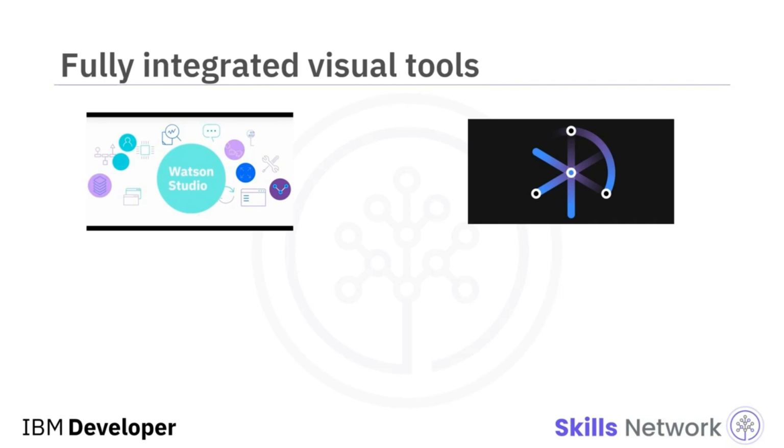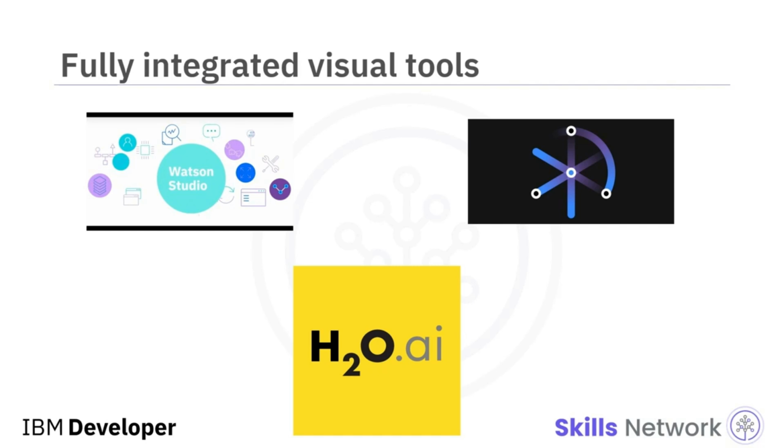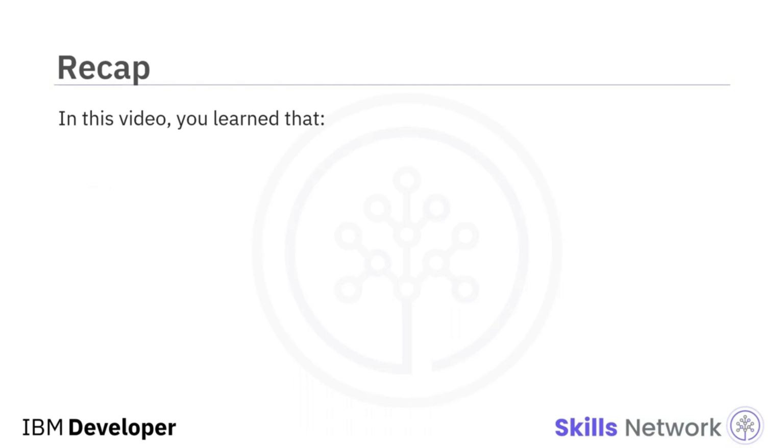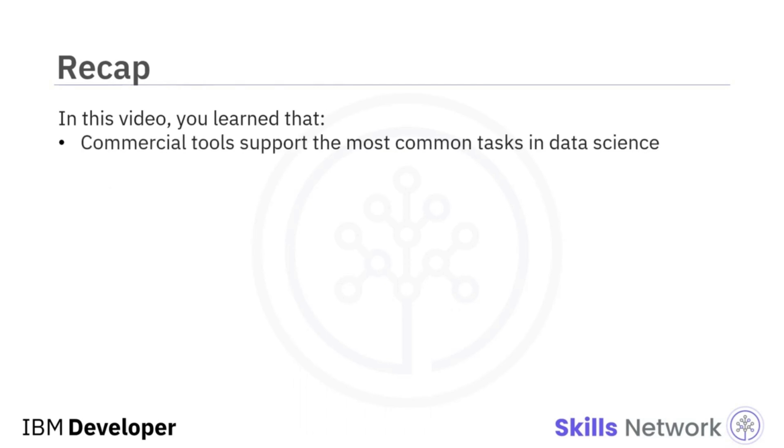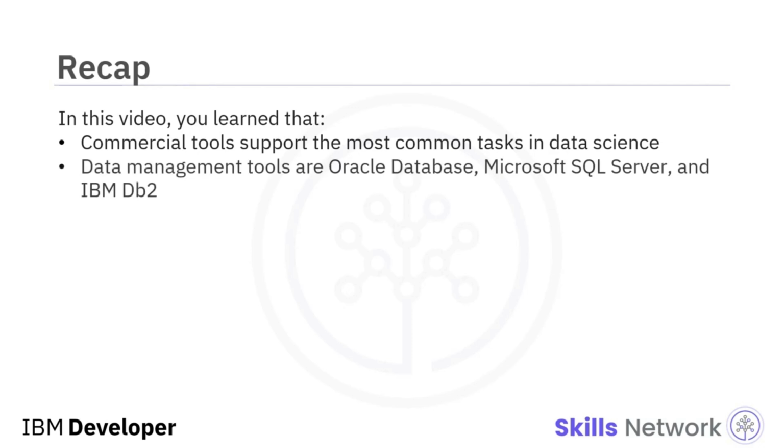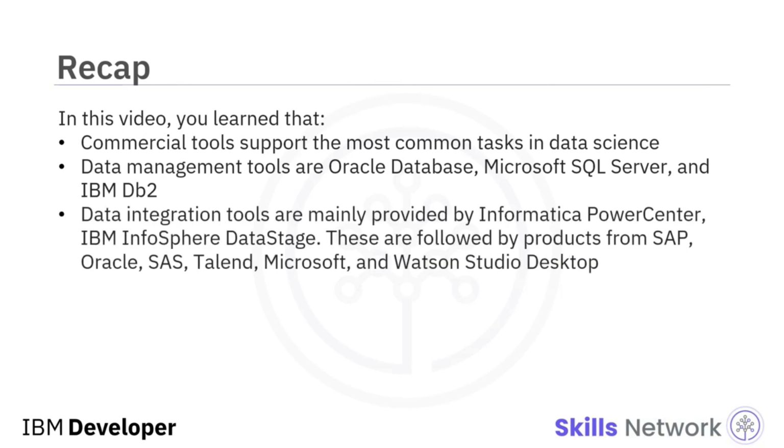And another example of a fully integrated commercial tool is H2O Driverless AI, which covers the complete data science lifecycle. In this video, you learned that commercial tools support the most common tasks in data science. Data management tools are Oracle Database, Microsoft SQL Server, and IBM DB2. Data integration tools are mainly provided by Informatica PowerCenter and IBM InfoSphere DataStage. These are followed by products from SAP, Oracle, SAS, Talend, Microsoft, and Watson Studio Desktop.